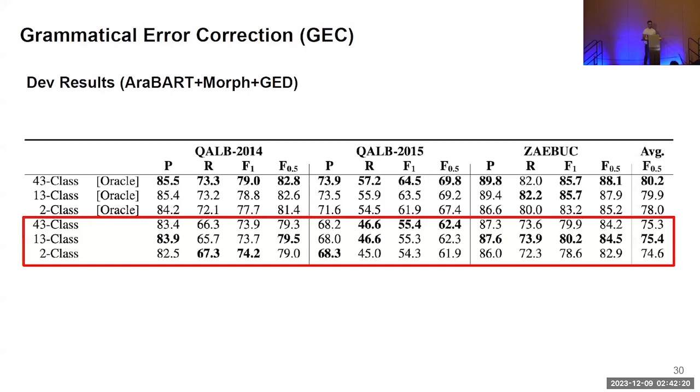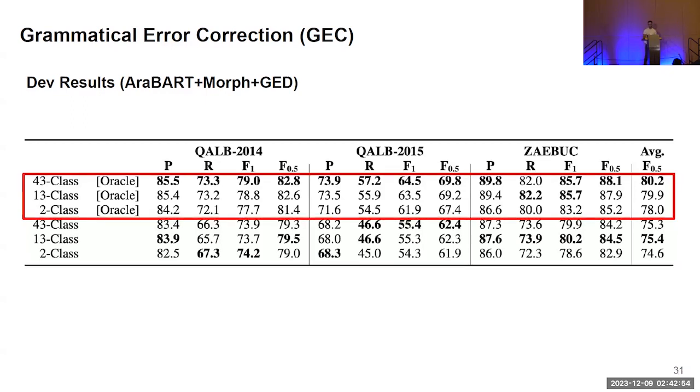Now, to study the effects of the GED granularity on the best performing system, which is AraBART plus morph plus GED, we train two additional models where we alter the GED system. Here, we notice that the differing granularity GED models behave differently in terms of recall and precision across the three development sets, with the 13-class GED being on average the best performing in F0.5, achieving 75.4.